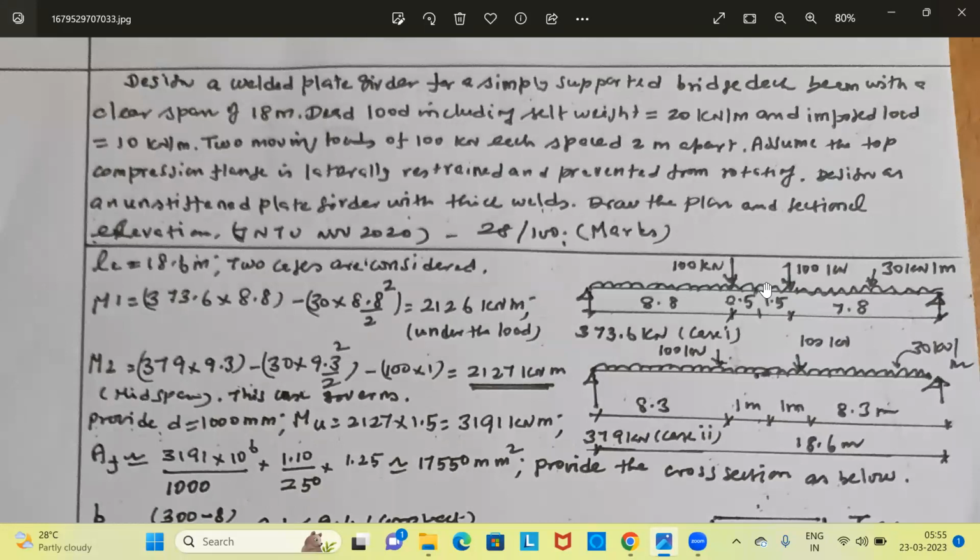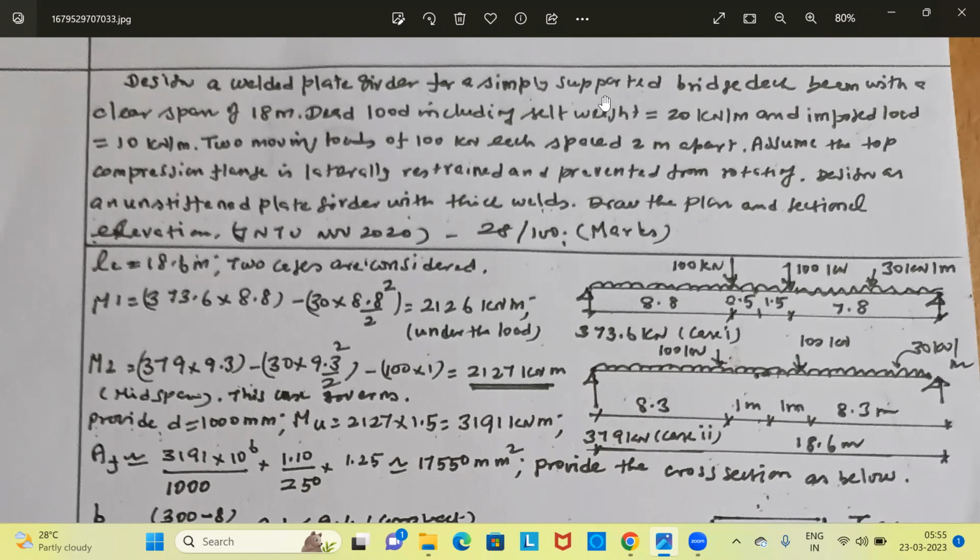University question on design of plate girder. This is for JNTU for the year November 2020. And this plate girder design involves calculation of bending moment due to UDL comprising of 2-point loads and then designing the section. This is the question.